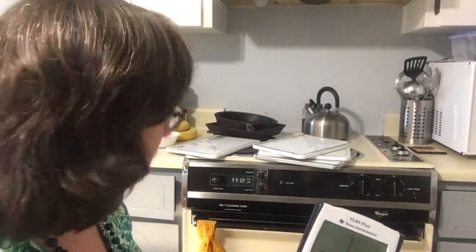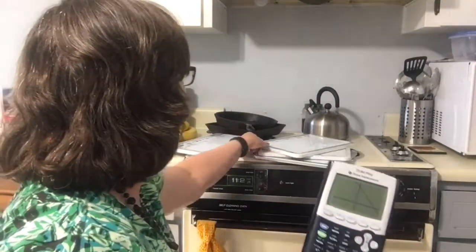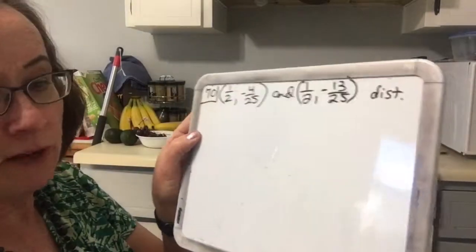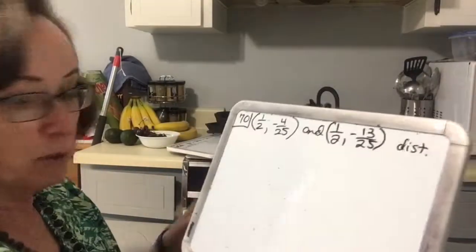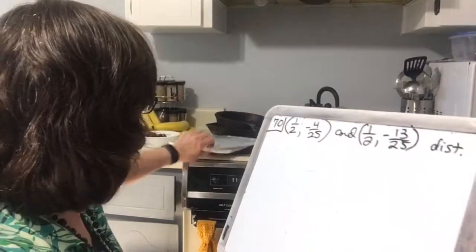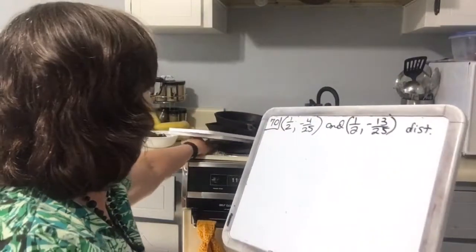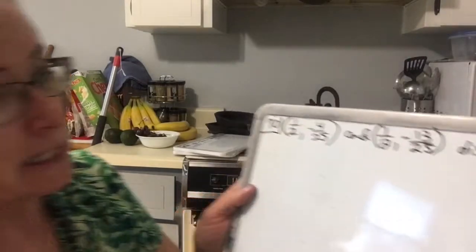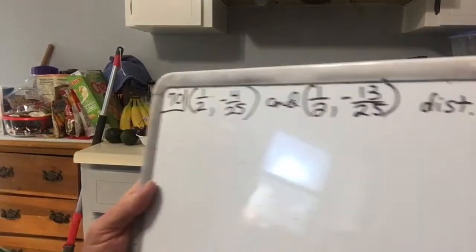Okay, so that one was number 60. Number 70, we are to find the distance between these. I lost my little marker. What did I do with it? Okay, so now we're going to find the distance between these points.